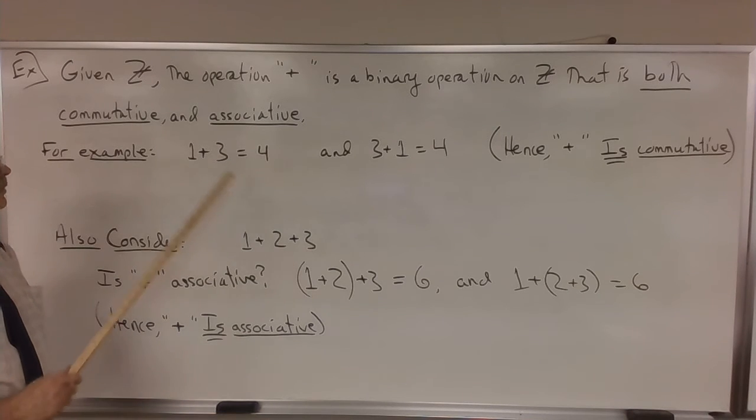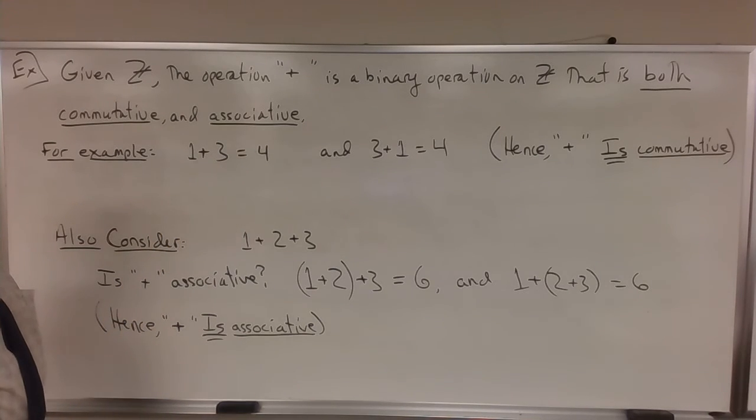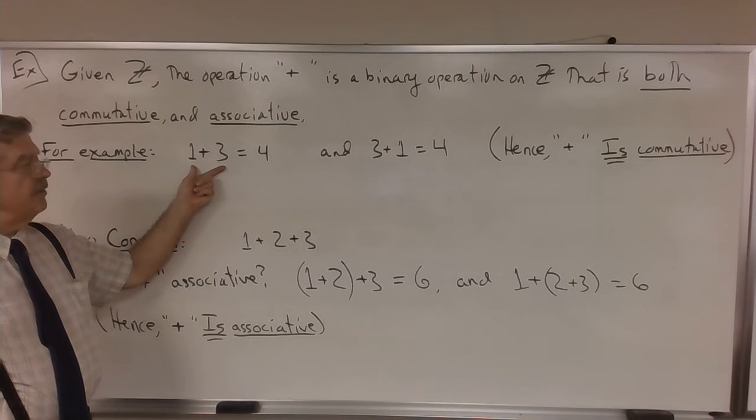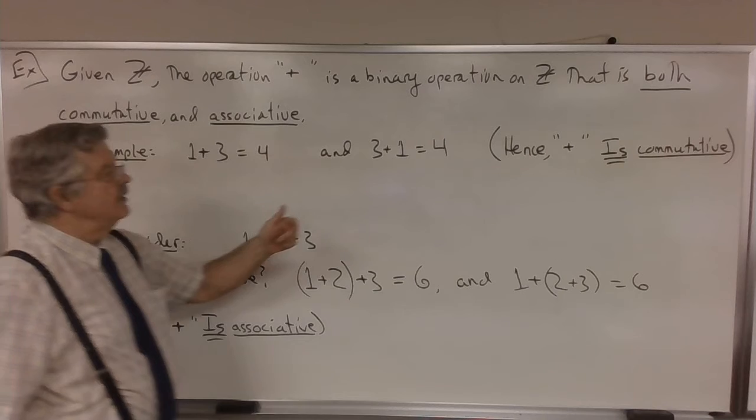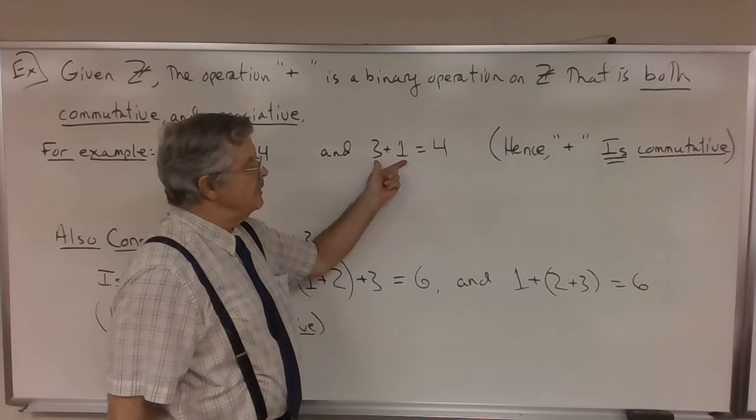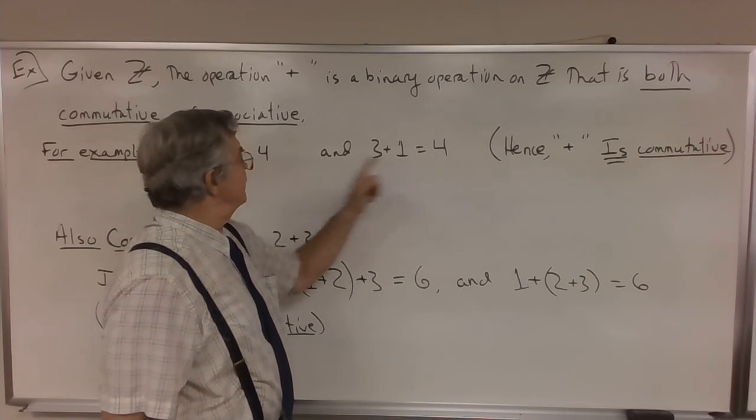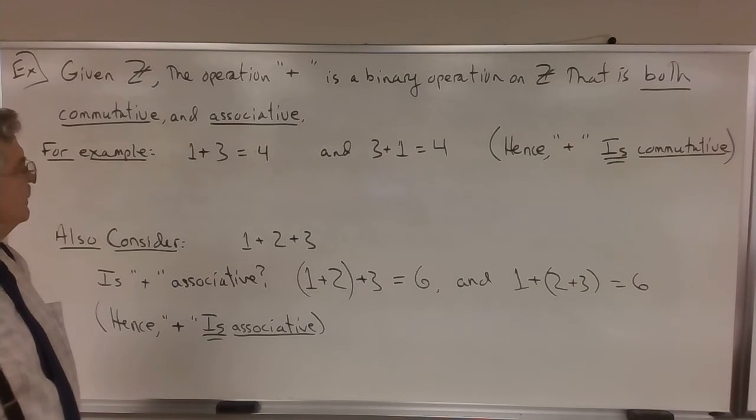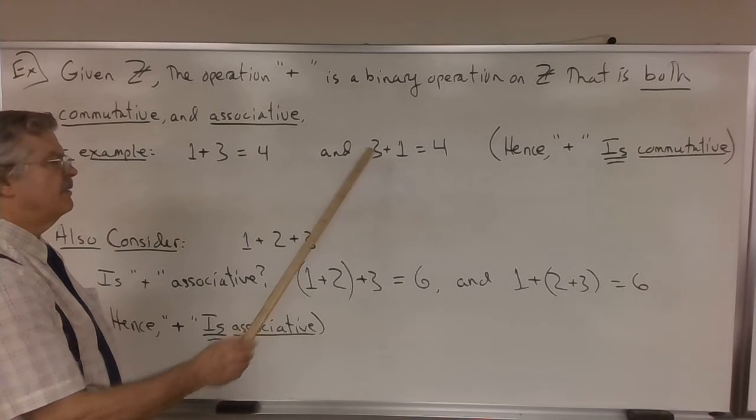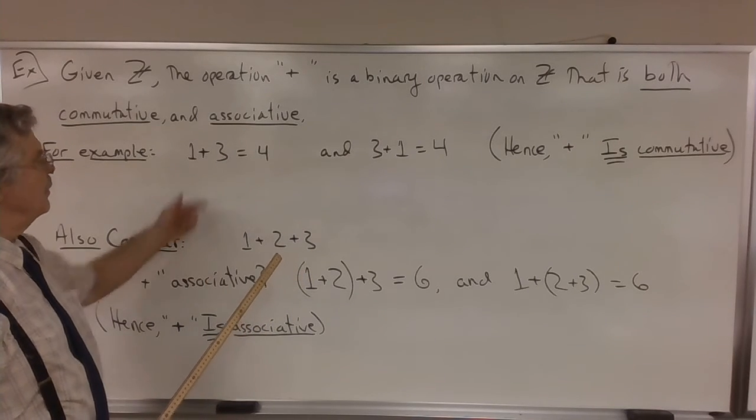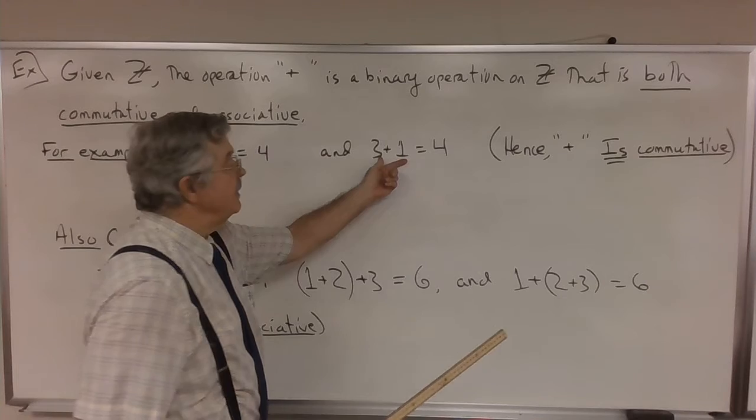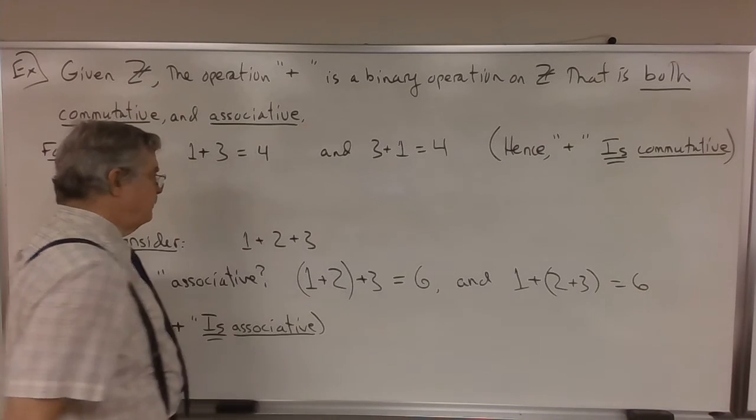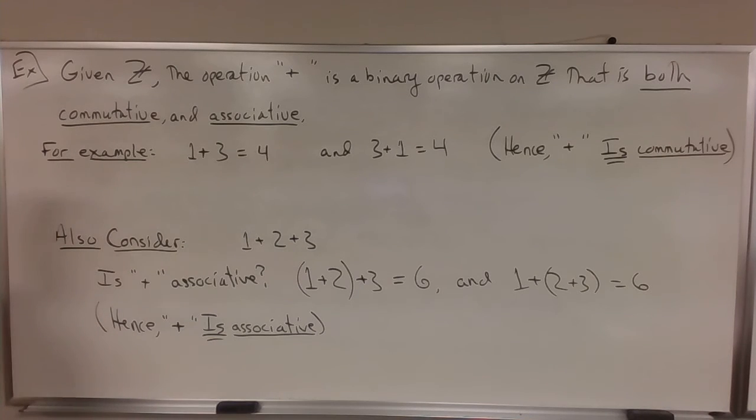And just for example, we have 1 plus 3 equals 4. What happens if we switch the order of the elements in this pair? And we have 3 plus 1. Well, we still get 4. The order of the elements in the ordered pair doesn't matter. If we switch the order of the elements in the ordered pair, the same element is assigned to the ordered pair either way. Now, what about being associative?